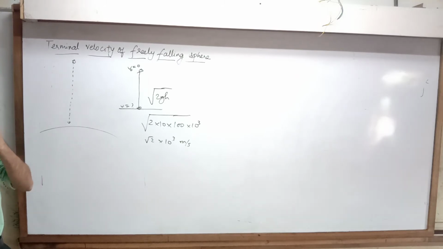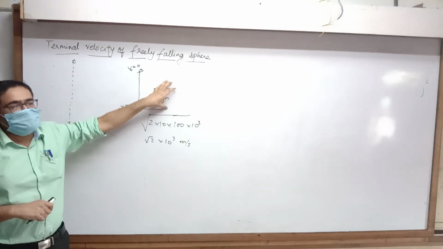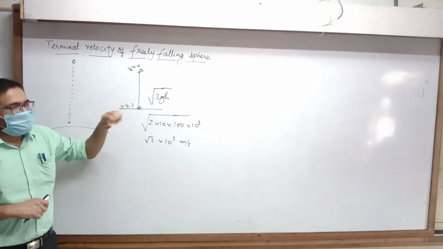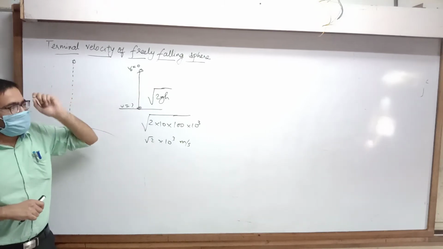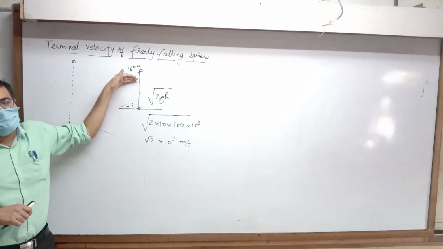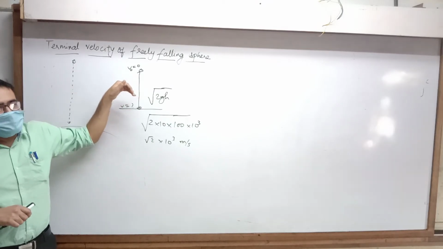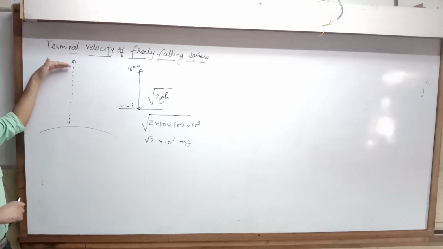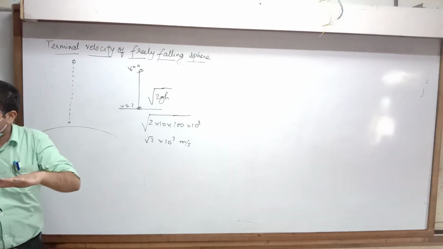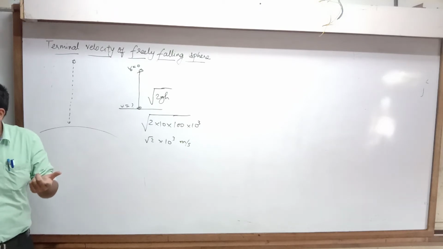But do you realize that when we do this calculation, we neglect air resistance? Yes or no? We neglect air resistance. So in reality, what's going to happen is that as it starts to fall, air resistance will slow it down. As it comes down, gradually the speed will increase. Of course, it will increase, but then there will be a limit. The speed will not increase beyond that limit. Understood what I am saying?